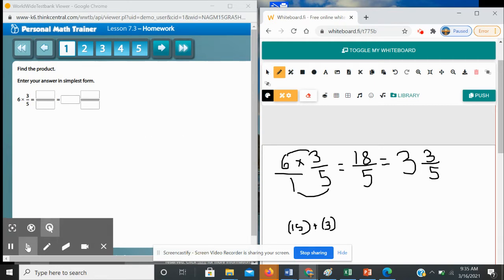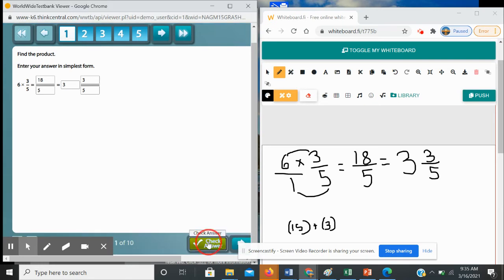So when I go to put my answer in over here, I'm going to first type my improper fraction of 18/5. And when I converted that to a mixed number, I had the whole number of 3, and then my fraction was 3/5. Okay? And that's how you do that. Check your answer.